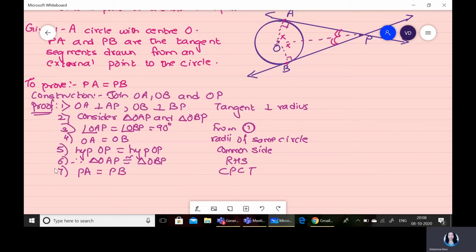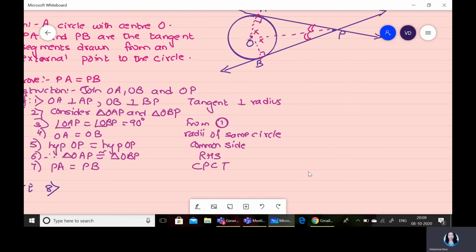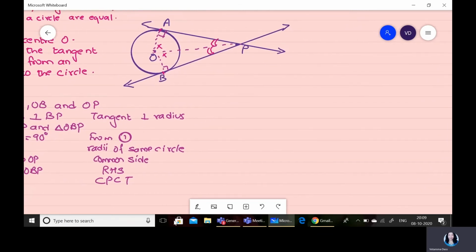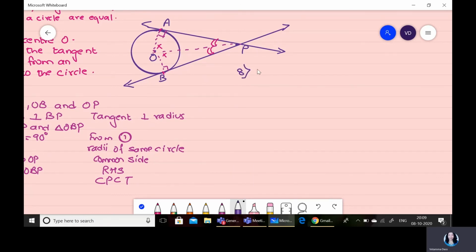So here I'll just write the note. So from this we also get the very important fact, students. Here I can say the proof is over, but I'm just continuing so that you understand that angle AOP is equal to angle BOP. This is CPCT. Now, why am I stressing on this? Whenever I have to solve the sums, when you have tangent segments drawn from an external point, I can say that we know this fact that these two angles are equal.